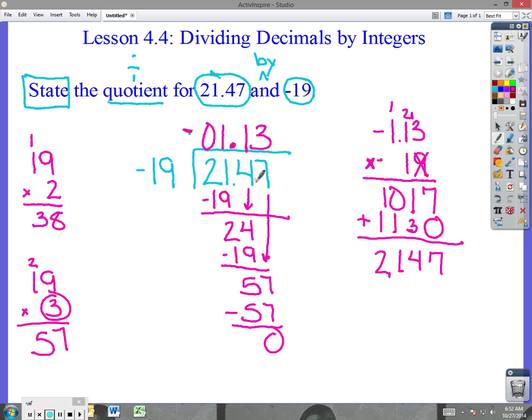It looks like this, but wait a minute. Can't forget about that decimal. There are 2 decimals to the right here, none here. It means I move it 2 to the left. So we go 1 and 47/100ths. My answer does match up with my original dividend, 21 and 47 hundredths. Hope that helps you understand dividing decimals by integers.